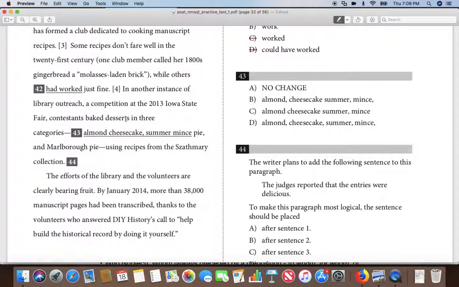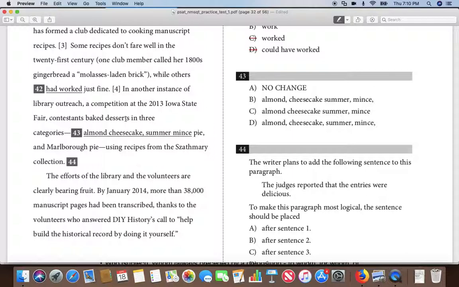All right, Caroline? Yes. "So in another instance of library outreach, a competition at the 2013 Iowa State Fair, contestants baked desserts in three categories, almond cheesecake, summer mince pie, and Marlboro pie, using recipes from the collection." What were they testing us on here? I'm actually not sure. Look at the answer choices and ask how they're different. Is it the commas? Yeah, just commas.